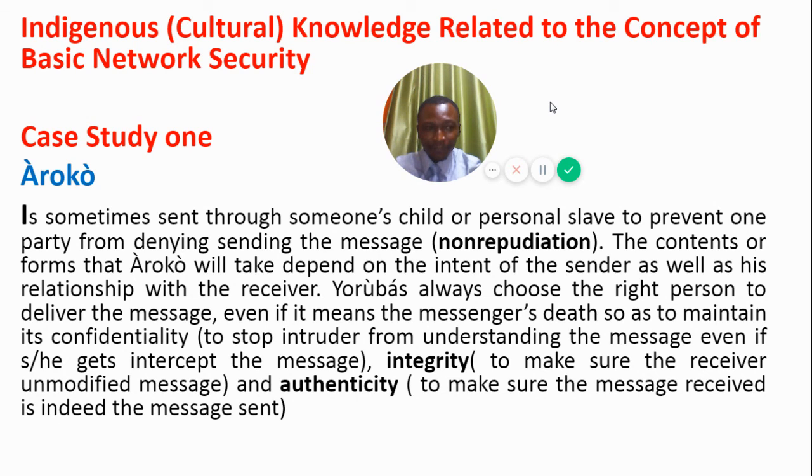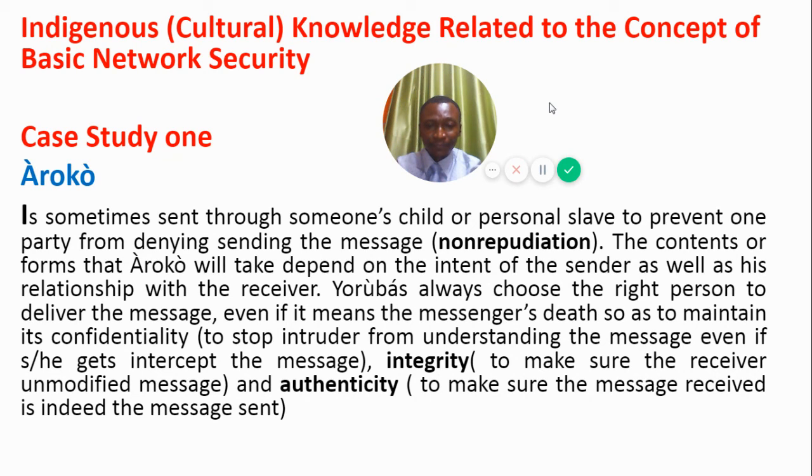Now let me give us an example. There are different types of Aruko in Yoruba land, in Yoruba tradition. When a king sends a calabash to the head of a family and writes the name of a particular person on that calabash, what it means is, I want the head of that person, and it must be delivered to the Oba. That is a form of Aruko. The calabash is the messenger. The person that delivers it could be a personal slave of the king or the son of the sender. And you cannot deny the fact that you received it, and you must carry out what the Oba has said.